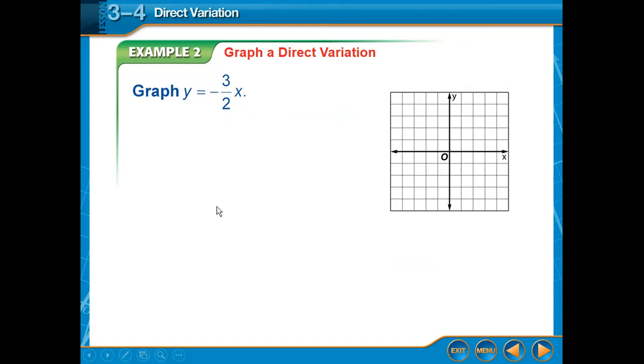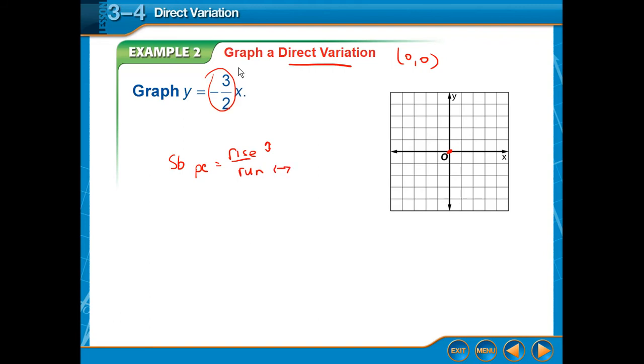Okay, so if I want to graph this, also something else about direct variation: it always passes through the point 0, 0. So if I want to graph this, I know it goes through the point 0, 0. And remember, slope is rise over run. So how much it goes up or down over how much it goes left and right. Rise goes up and down, and run goes left and right.